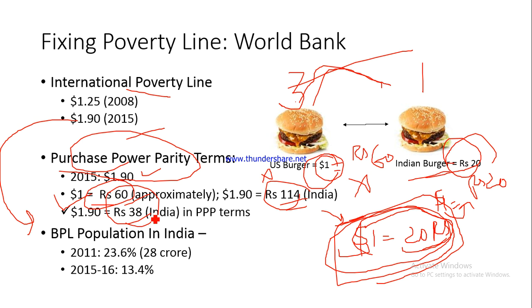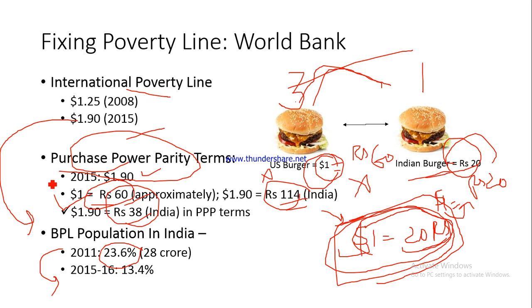And when this was used to calculate the poverty here in India, it was found that in 2011 around 23% of the people were poor, which comes out to be 28 crore roughly, because India's population at that point of time was somewhere around 114 crore. So 23% of 114 crore would be somewhere around 28 crores. Likewise, it was also found that in 2015-16 there was a further decrease in the percentage of people below poverty line, and only 13.4% of the people remained below poverty line. So this is how poverty line is calculated by the World Bank.